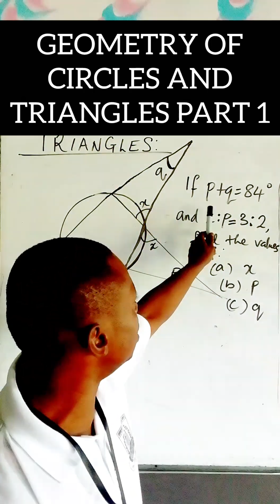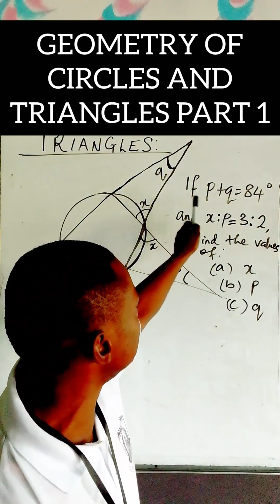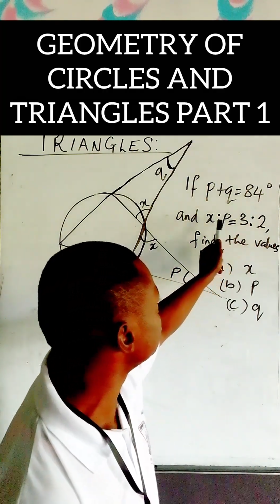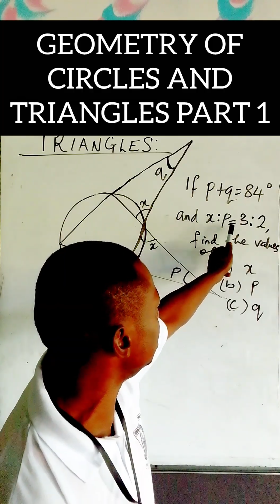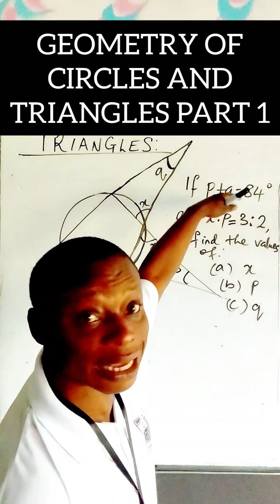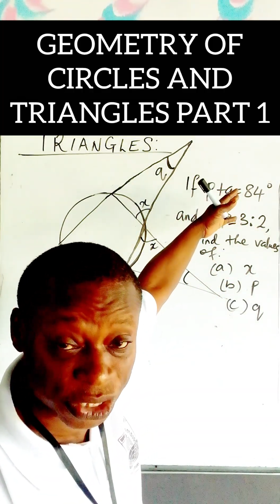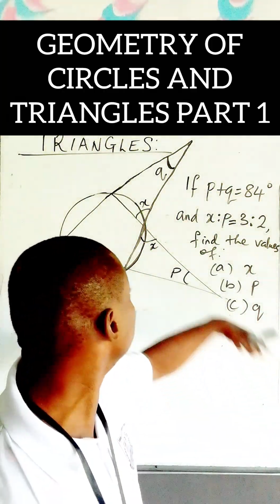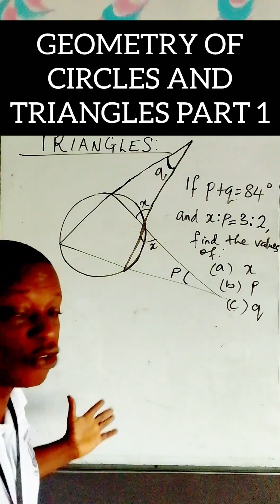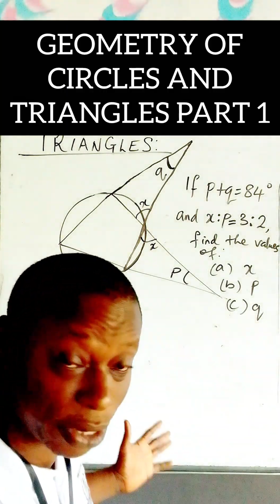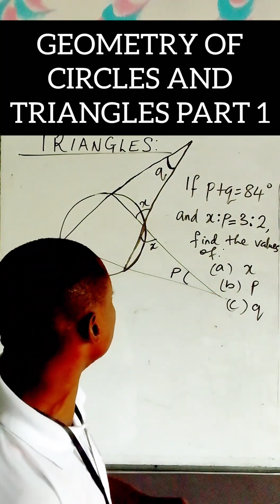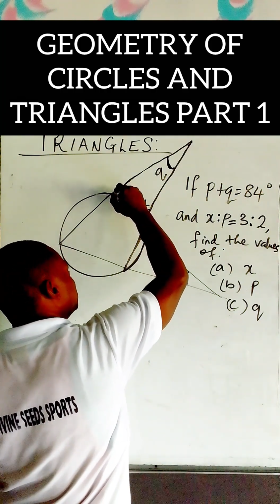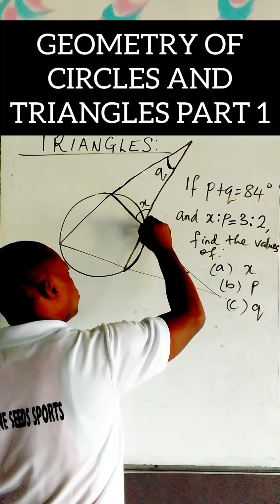The standard conditions for that diagram is P plus Q is 84 degrees, and the ratio of X is to P is 3:2. Those are two additional pieces of information for us to use and get the values of X, P, and Q from that diagram. So what we do is to study the diagram carefully and get the results. If we study the diagram very, very well, we can perceive a cyclic quadrilateral.